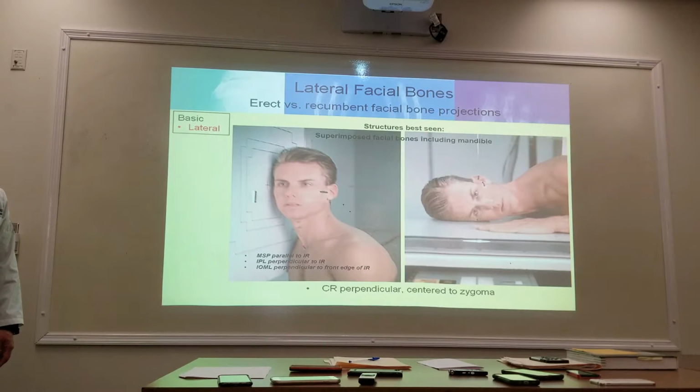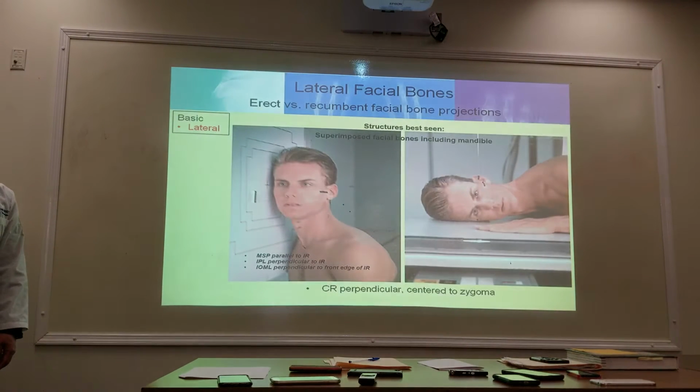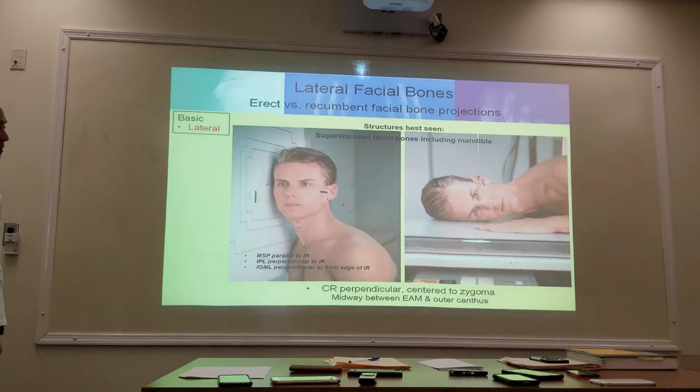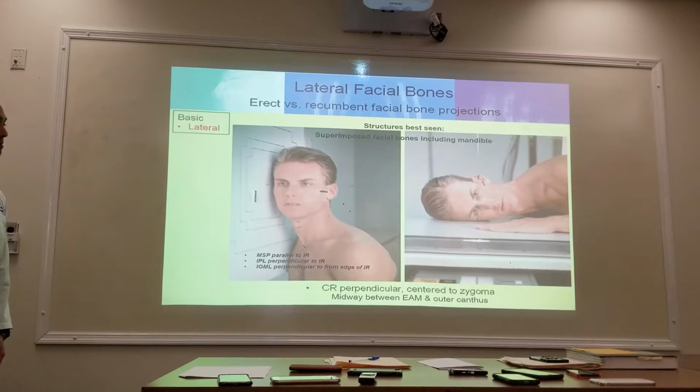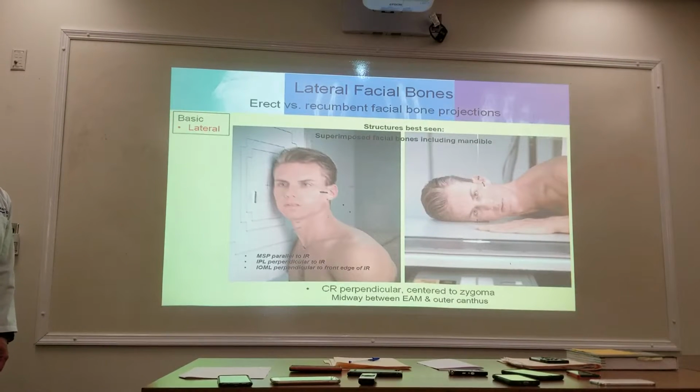Okay. Structures best seen is superimposed facial bones, including the mandible. So how do we find that zygoma? Midway between the EAM and the outer canthus. Easy enough, right?